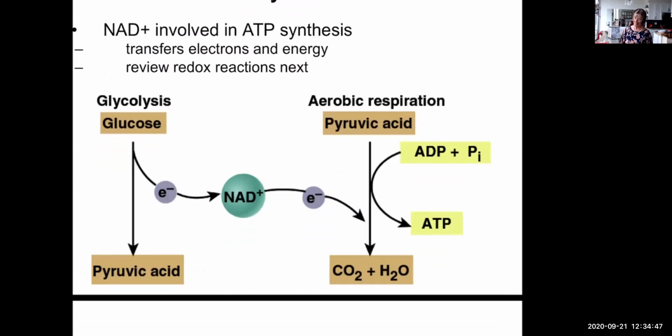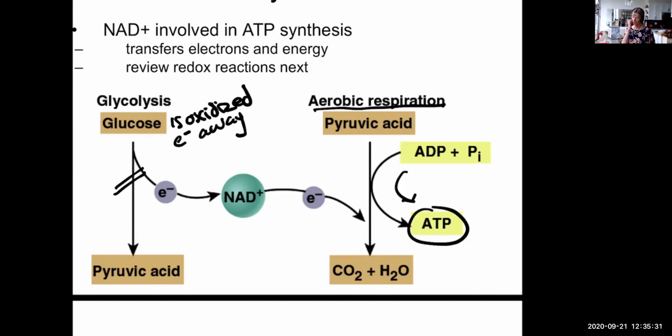For example, here is NAD. NAD attracts the electrons towards itself. Glucose in this case is split because some of those hydrogens and electrons are stripped from it. In other words, it's oxidized. Glucose is oxidized, electrons taken away. Overall in aerobic respiration, we're going to synthesize ATP, so we really need that coenzyme NAD.